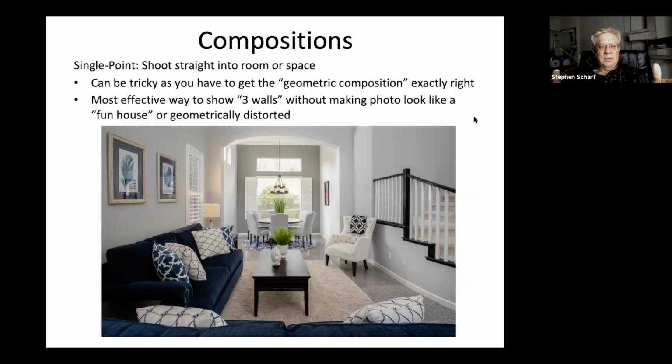And these are often used as well, but they can be tricky because you've got to get the geometric composition exactly right, because you've now got three walls. You've got to make sure your walls are vertical, your horizontals are horizontal, nothing is tilted or twisted in the photograph. And so you've got to be very, very careful with making sure that everything is dead on square when you take this particular photograph.